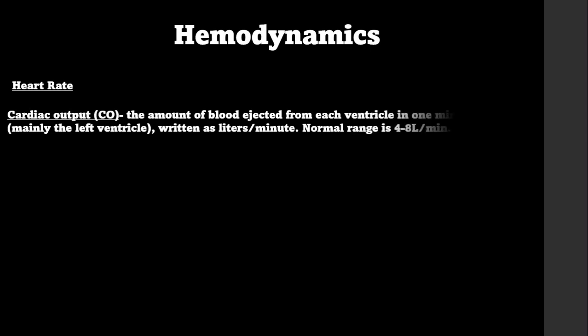Cardiac output is the amount of blood ejected from each ventricle in 1 minute, mainly the left ventricle, written as liters per minute. The two factors that make up cardiac output are heart rate and stroke volume. As we know, a normal heart rate is 60 to 100 beats per minute. If the heart rate is increased, this can cause the heart to have less time to fill during diastole, leading to a decreased cardiac output due to less blood being pumped out.